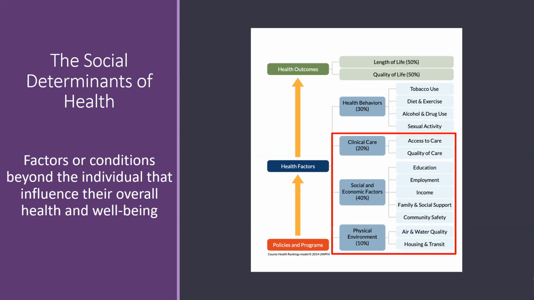So you can see here at the bottom, around the red square, these are the things that encompass the social determinants of health: your clinical care, your social and economic factors, and your physical environment. On the right, you can see some of the constructs that make that up. And in all, that contributes 70% to your overall health outcomes, which the County Health Rankings divides into length of life and quality of life.